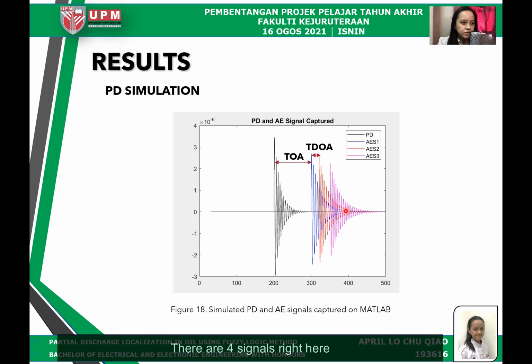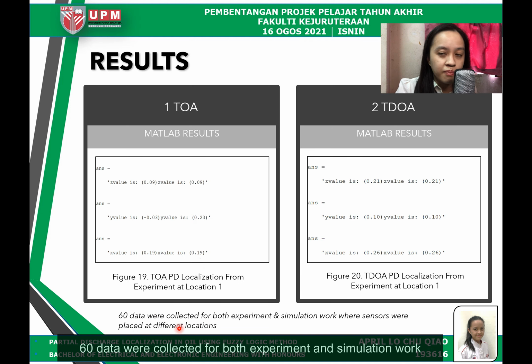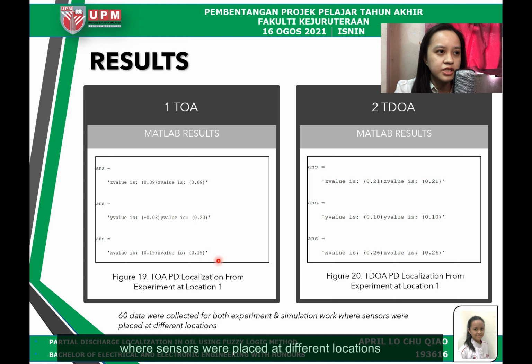This is the result that I got from PD simulation. There are 4 signals right here. The black signal is the PD source, and the color signals are the sensor signals. The distance between the PD source and the sensors is TOA, and the distance between these sensors is TDOA. 60 data were collected for both experiment and simulation work where sensors were placed at different locations. This is used for the TOA and TDOA localization algorithm.